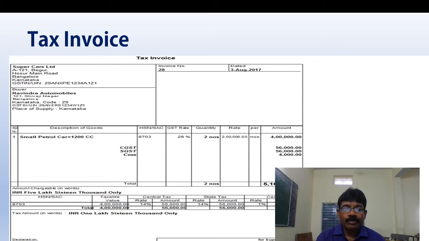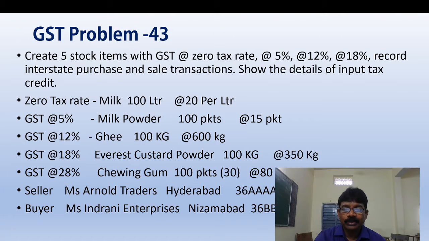Supplier Ravindra Automobiles bought goods from supercars, 2 cars at the rate of 2 lakhs each, and SGST, CGST at the rate of 28%, 14% each on 4 lakhs is calculated, and on the premium goods, cess is also added, 1% cess is also calculated, and that you can find in this invoice.